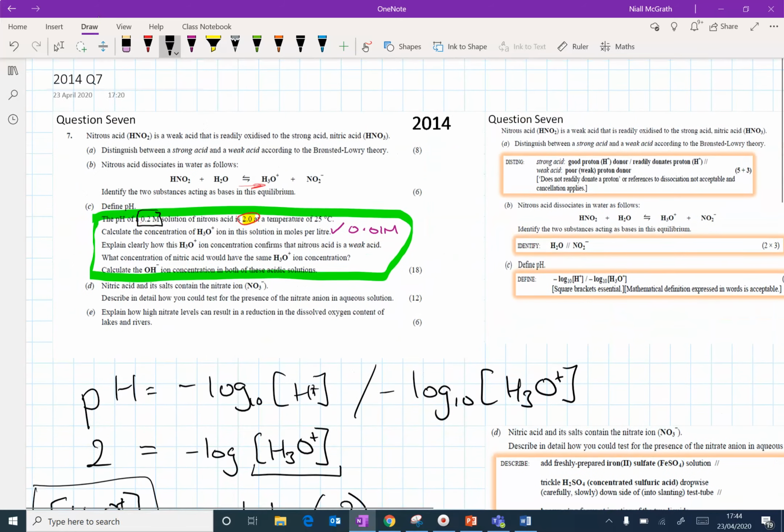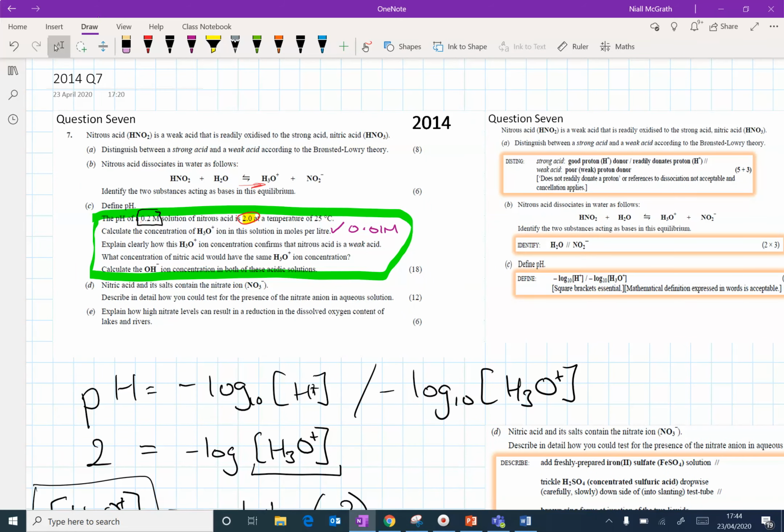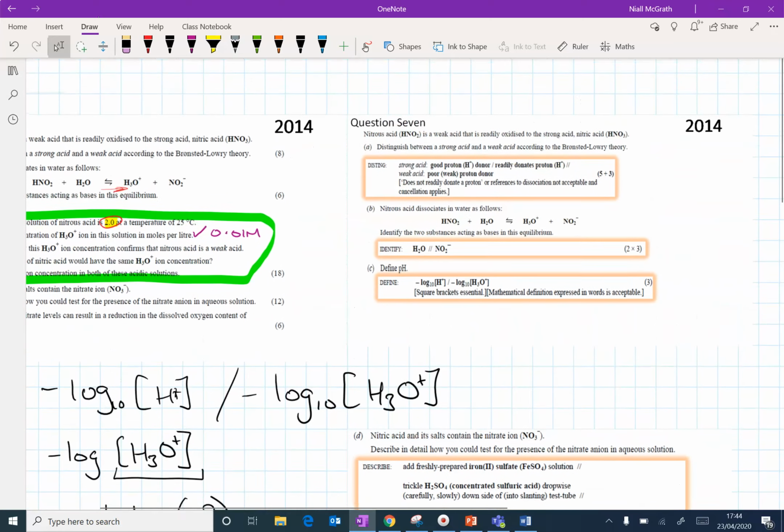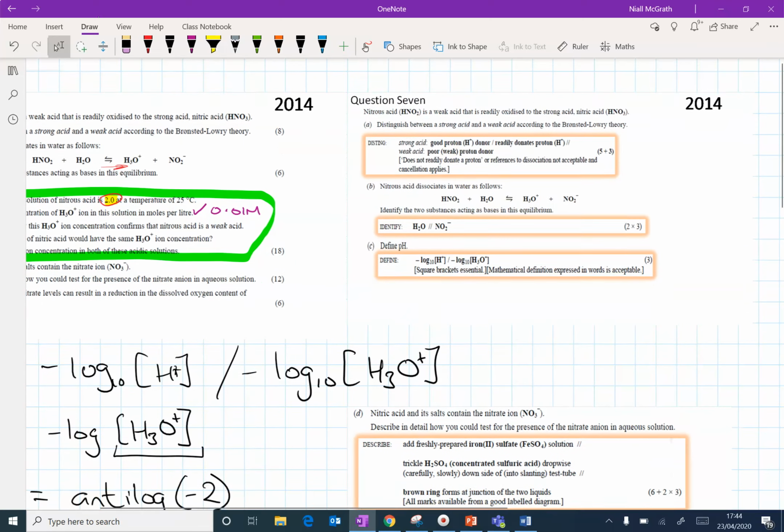I hope that clears up part C. If anyone has any questions about any of the theory parts, just let me know. The answers are over here to the side, so if you need to pause and have a look at them, do that.